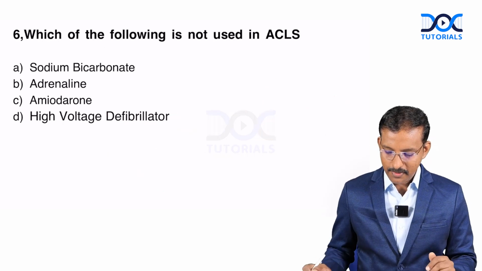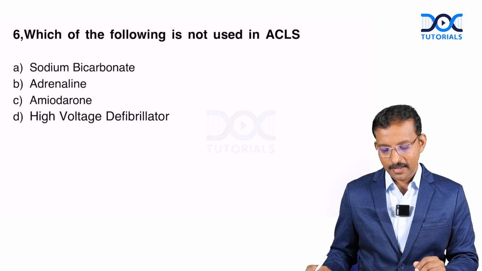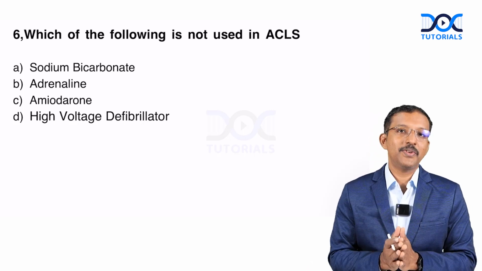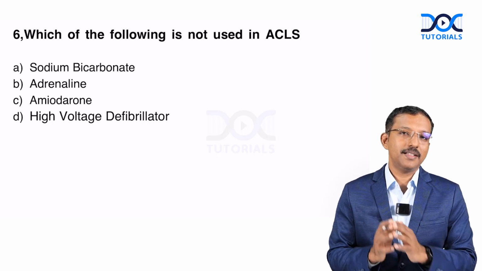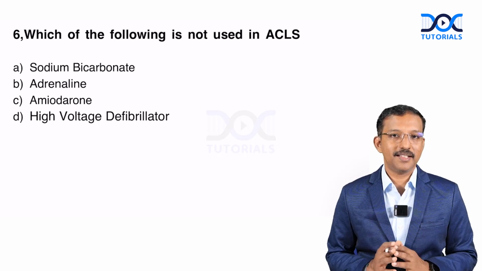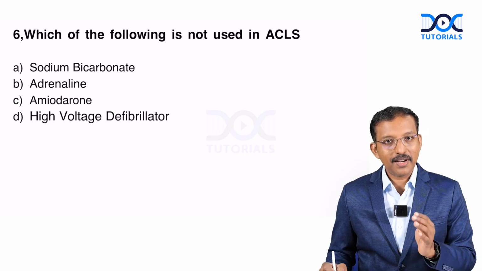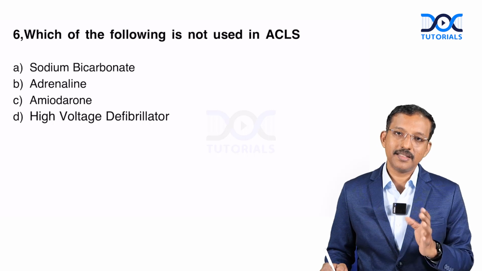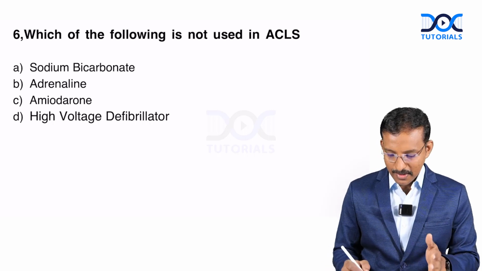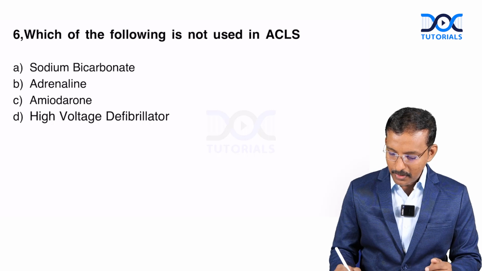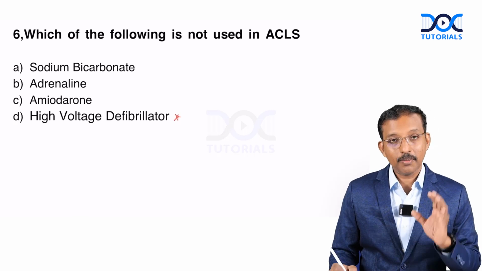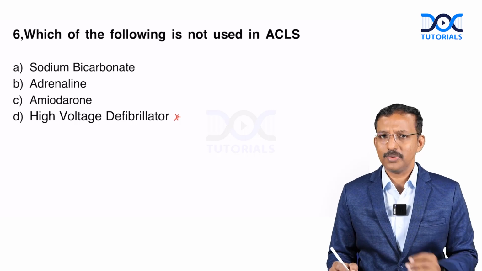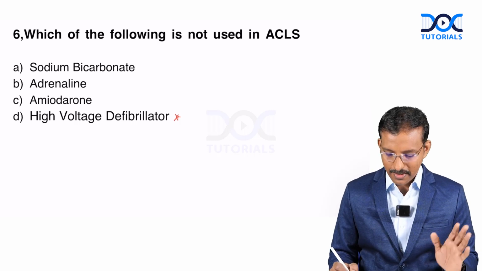Now coming to the next question, which of the following is not used in ACLS? Now here ACLS has been repeatedly asked. As most of you know, one or two questions usually come from ACLS in the FMGE exam. This time they have asked about drugs. Usually they ask about the compression-ventilation ratio and things like that. Now we'll see the options. High voltage defibrillator, you know that is probably the best option. 2020 guidelines, early defibrillation is a choice. So defibrillation is definitely there, no question about that.